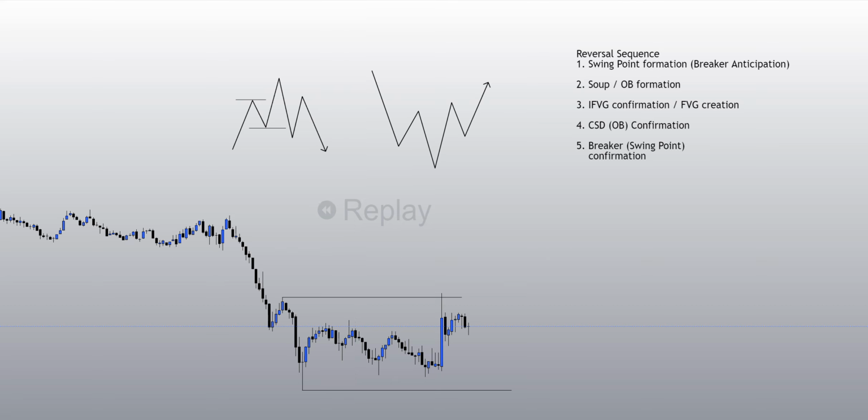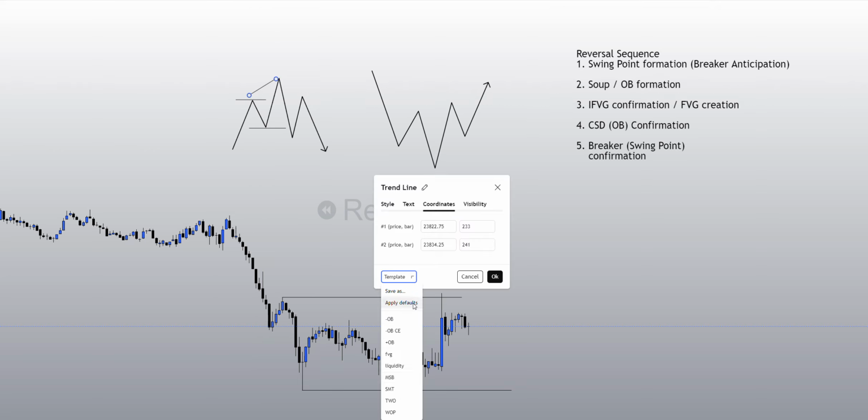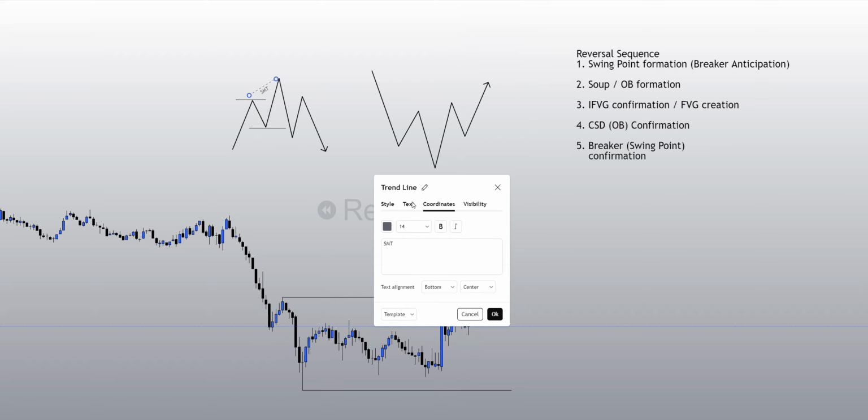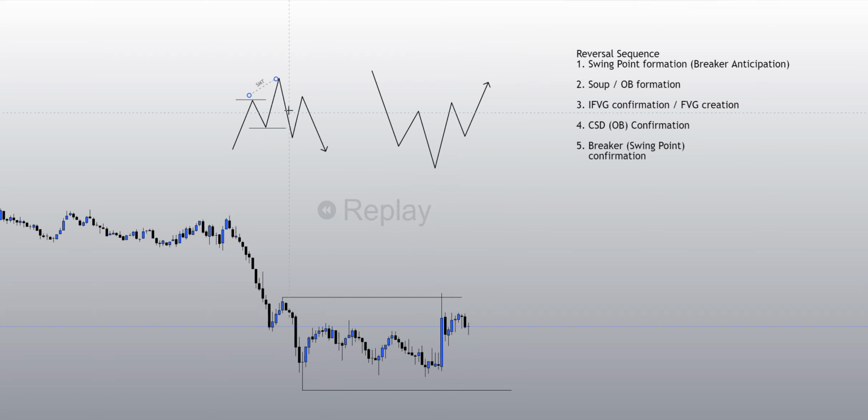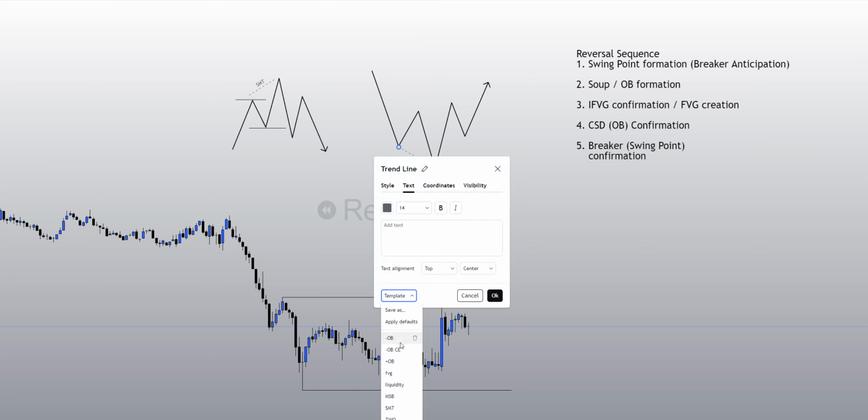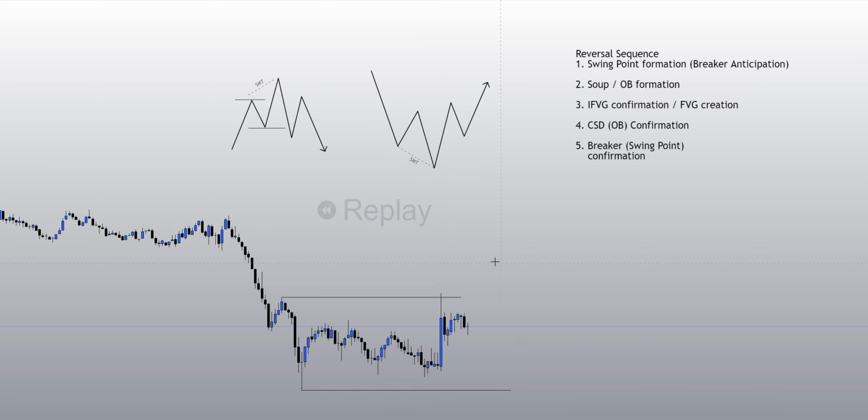Now, this may look different on correlated assets because of a concept that we all know and also use called SMT, right? SMT may or may not cause one asset of a correlated tranche of assets to have what we call a failure swing, where it doesn't take out this swing point. But we'll ignore those instances for now.